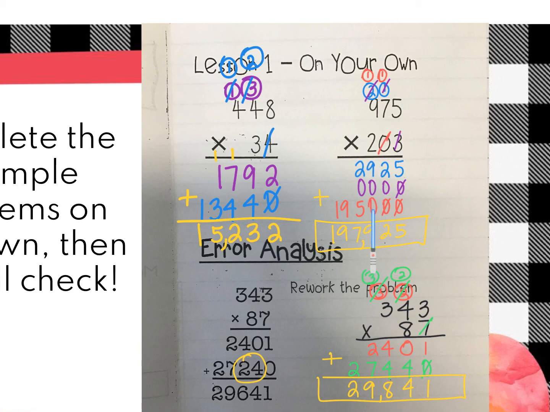Okay, so 2 times 5 is 10, carry the 1. 2 times 7 is 14, plus that 1 is 15. That's where this 5 came from. I have to carry the 1. And then 2 times 9 is 18, plus that 1 is 19. So when I add all 3 of my partial products together, I end up with 197,925.